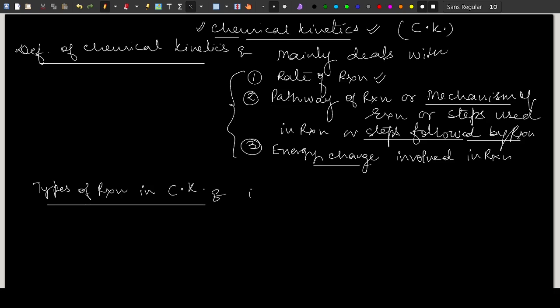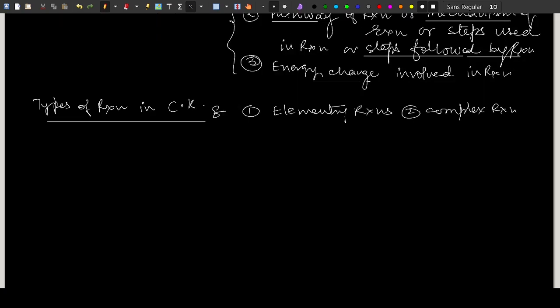There are two types of reactions. One is elementary reactions, and second is complex reactions. So elementary and complex reactions. Here I am writing elementary reactions, here complex reactions.